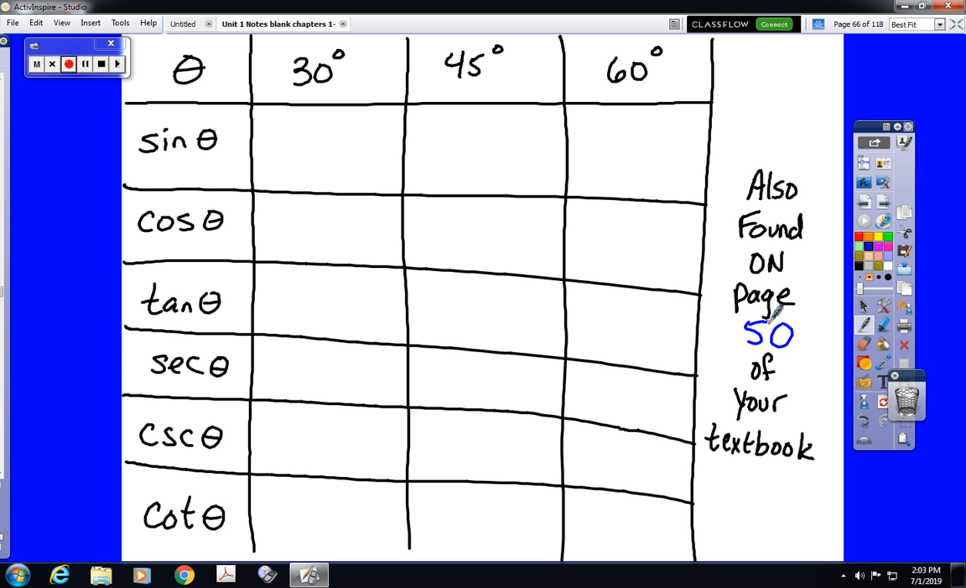So this reference item is going to list the 30, 45, and 60 degree angles, all 6 of their trig function values. So we did 45 degrees first. If we go back and we look at that slide, the sine of 45 was root 2 over 2. The cosine was root 2 over 2. The tangent was 1. The secant and cosecant were both the square root of 2. And the cotangent was 1.